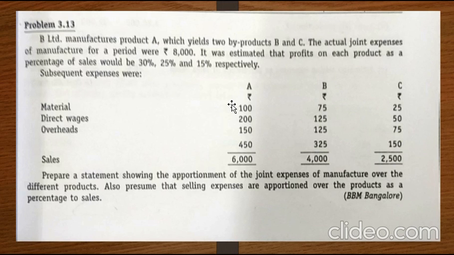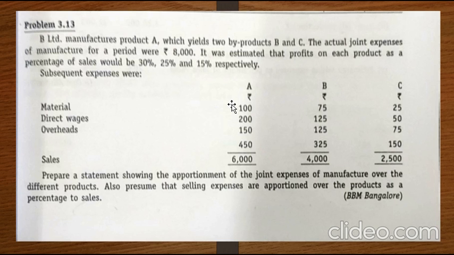In this video, we'll be discussing problem 3.13. B Limited manufactures product A which yields two byproducts B and C. The actual joint expenses of manufacture for a period were rupees 8,000. It was estimated that profits on each product as a percentage of sales would be 30%, 25% and 15% respectively.